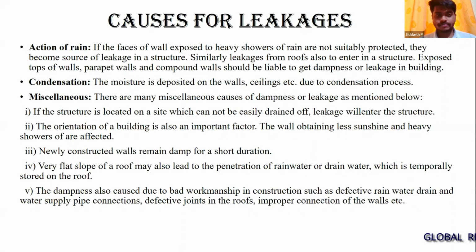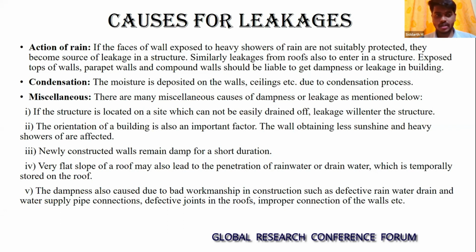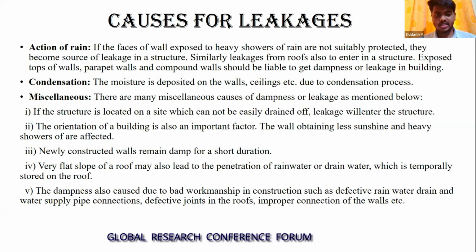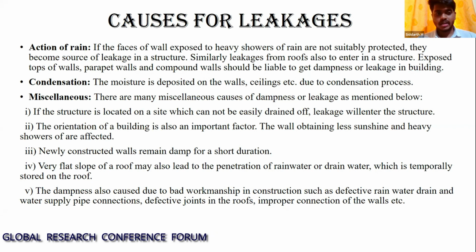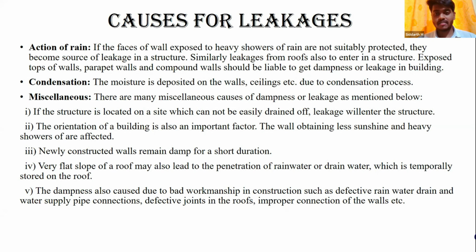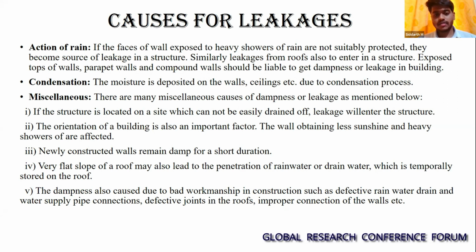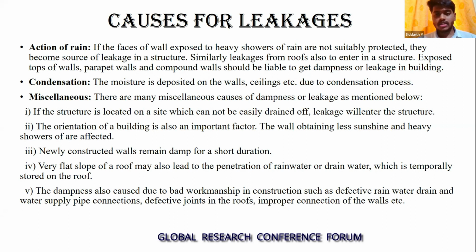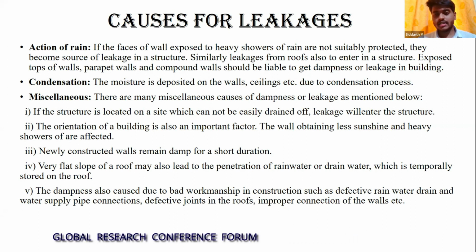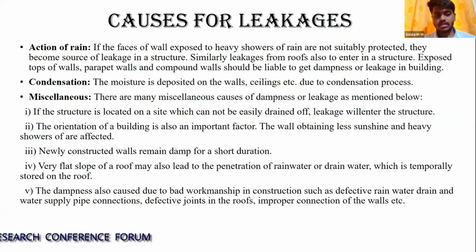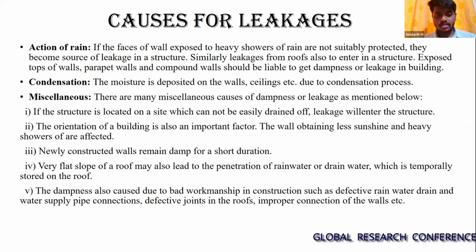Causes for leakages. There are many causes of leakages. Some of the main are action of rain, condensation, and other miscellaneous causes. Action of rain in the sense, if the faces of wall are exposed to heavy rains, it is not protected from the source of rain. Similarly, leakages from roofs and other parts enter into the structure from the tops of walls, parapet walls, and compound walls should be liable to dampness or leakages.